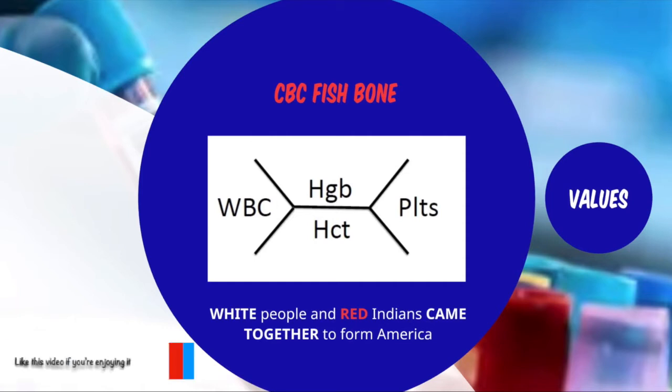As you can see on the far left, you have the white blood cell. In the middle, you have the hemoglobin on top, hematocrit below, and then you have the platelets on the far right. Now, how do you remember this?